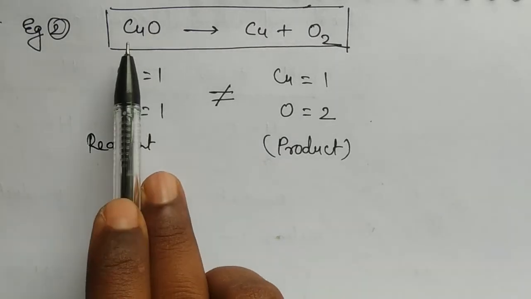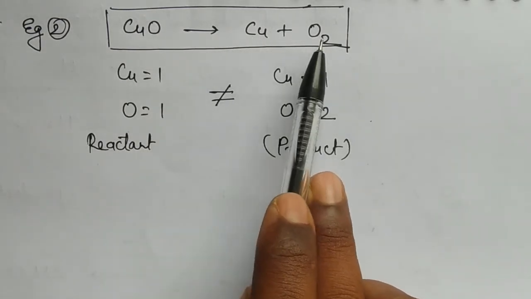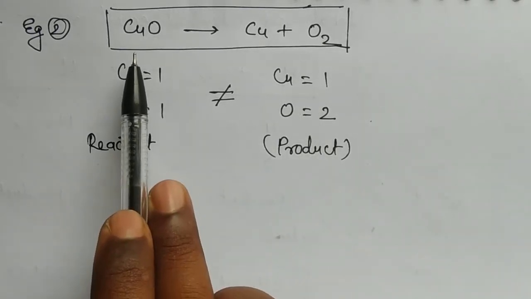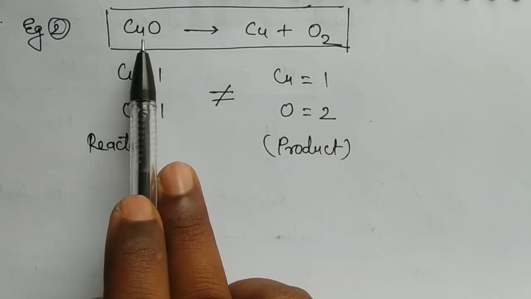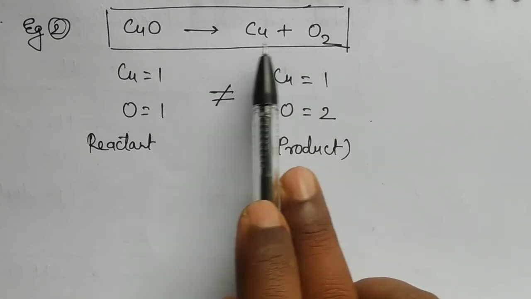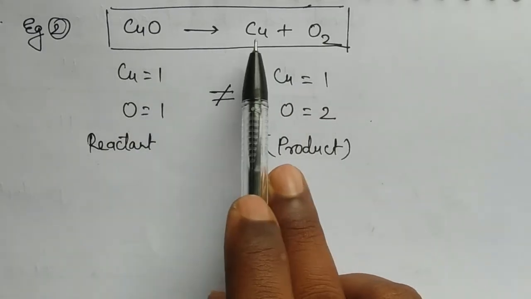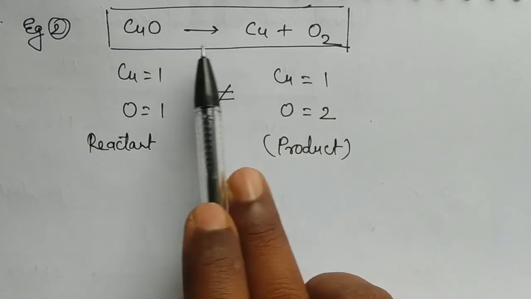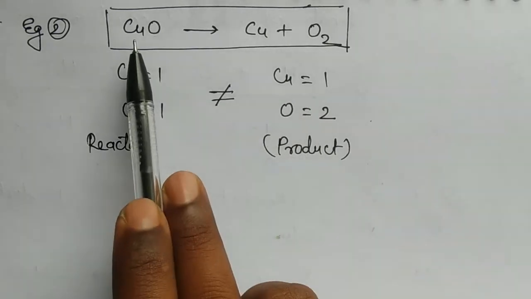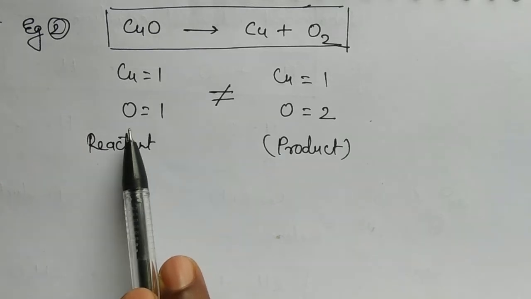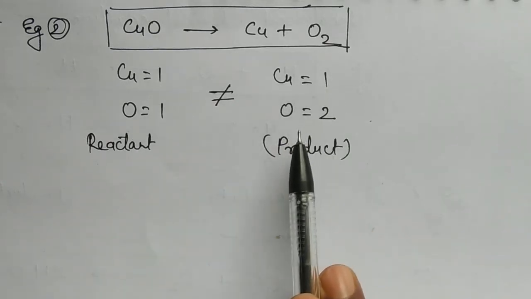Now look here, CuO = Cu + O2. Here it is a decomposition reaction, that is why the reactant is 1 but the products are 2. Here we got 2 products: copper oxide = copper + oxygen. Now count the number of atoms in the reactant. We have copper 1 and oxygen 1 atom, and here copper is 1 but oxygen is 2.